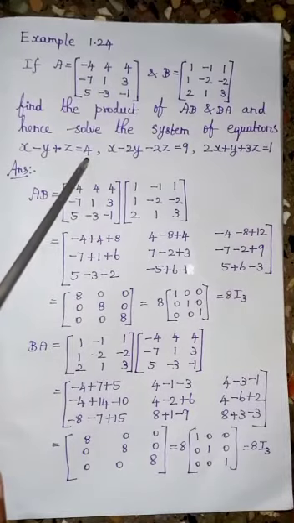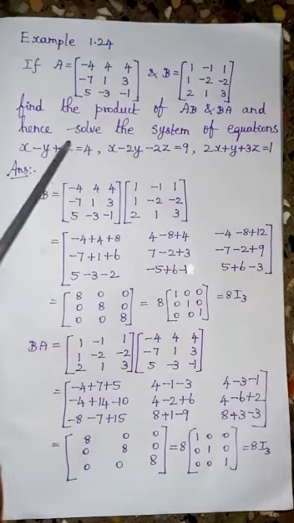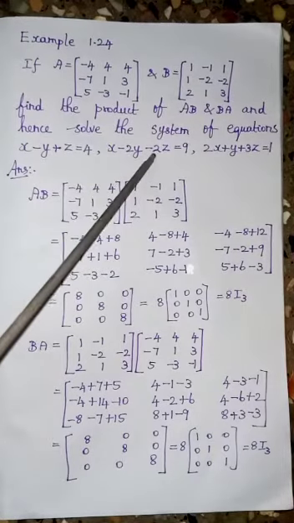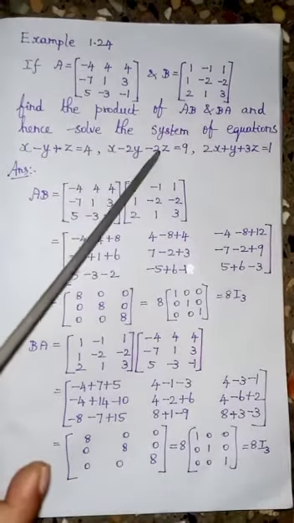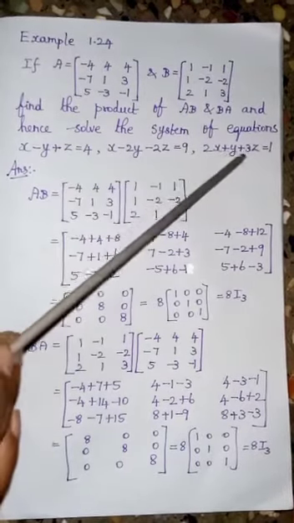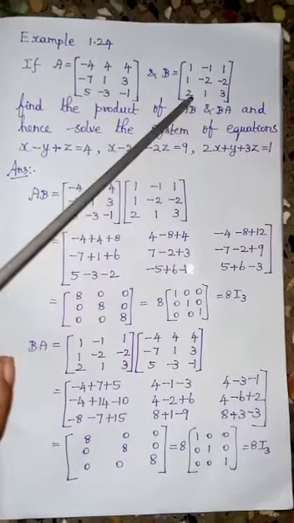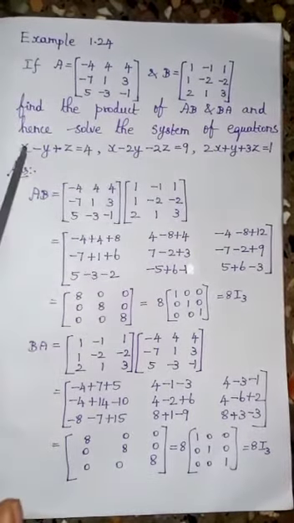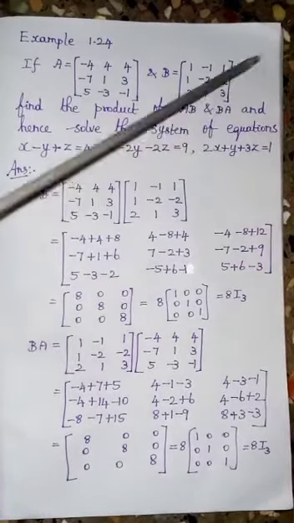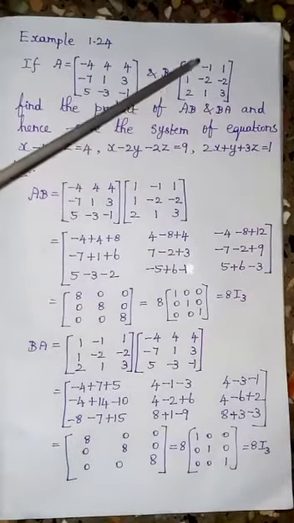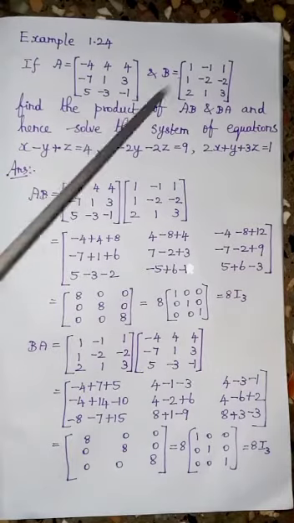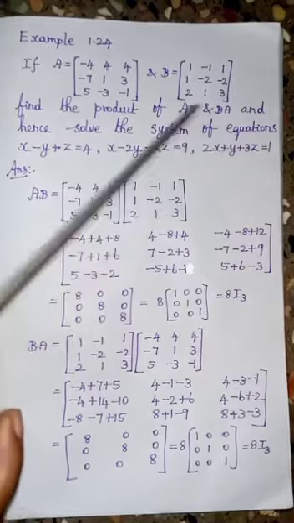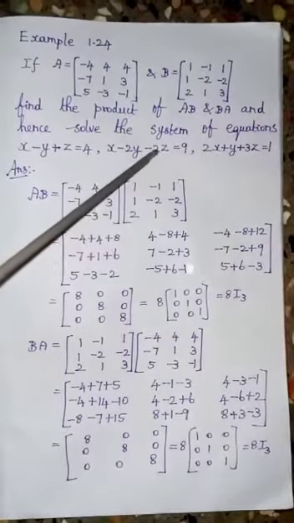x minus y plus z is equal to 4. This is nothing but the coefficients 1 -1 1. And x minus 2y minus 2z equal to 9, that is 1 -2 -2, and 2x plus y plus 3z equal to 1, so that is 2 1 3. So the given three linear equations have a coefficient matrix that is nothing but B. In this problem B is given, so B is equal to [1 -1 1; 1 -2 -2; 2 1 3], which is the same as B.